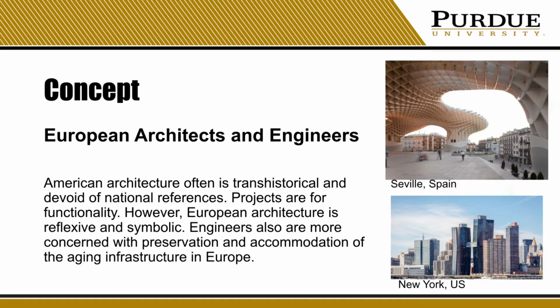In the U.S., architecture is often trans-historical and used for functionality. European architects often use more reflexive and symbolic designs. Engineers in the EU and Europe in general also deal with more restoration work and have more regulations due to the aging infrastructure. The two pictures on the right show a selection of reflexive designs in the EU versus the functional designs used in the US.